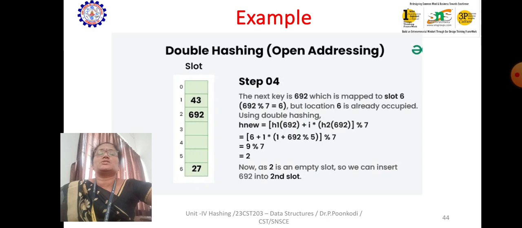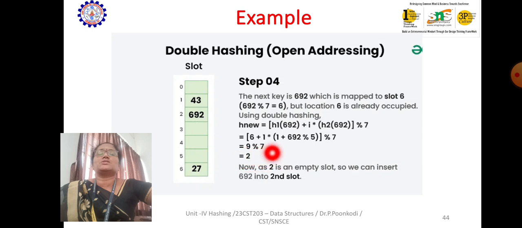The next key value is 692. So 692 modulo 7, the remainder will be 6. But 6 is already occupied by the 27. So we have to calculate the new hash: h1(692) plus i into h2(692), modulo 7. This was the formula, right? What is the previous value? 6. 6 plus, what is the current i value? 1, into (1 plus 692 modulo 5), modulo 7, the table size.